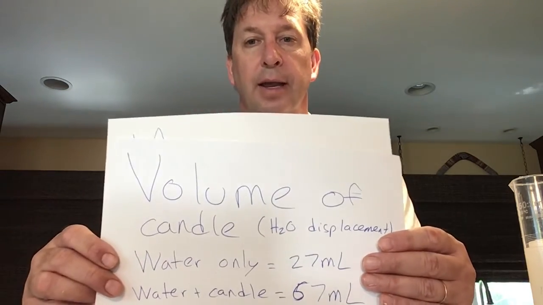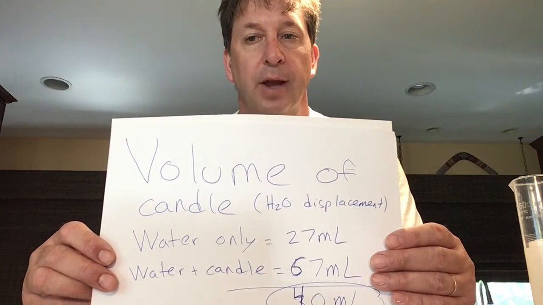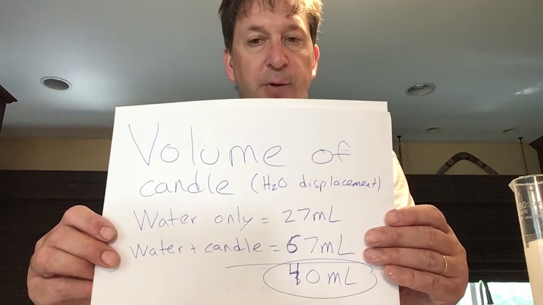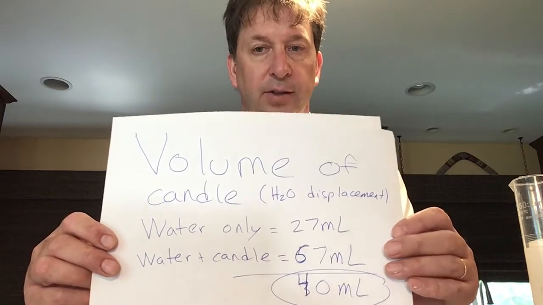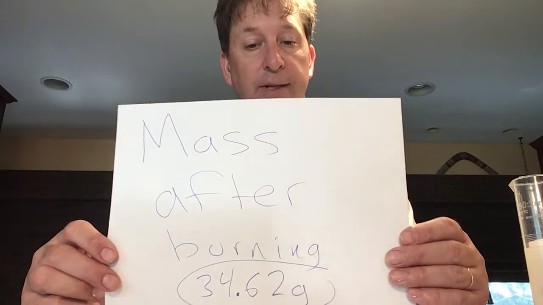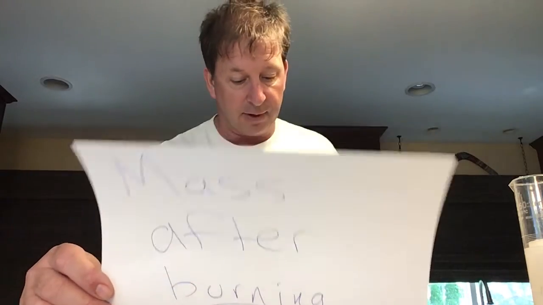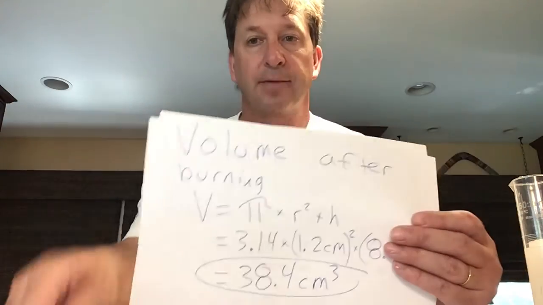For the volume of the candle using water displacement, we have the water only, and then the water and the candle. The difference between the two was the volume of the candle. We did push it down a little bit with a small tool. We also have our mass after we burned it. Notice the mass did go down. Some people estimated that the mass of the candle stays the same, but the mass does go down after you burn a candle, even if you collect all the wax afterwards. The height of the candle went down as well, to 8.5 centimeters after burning.